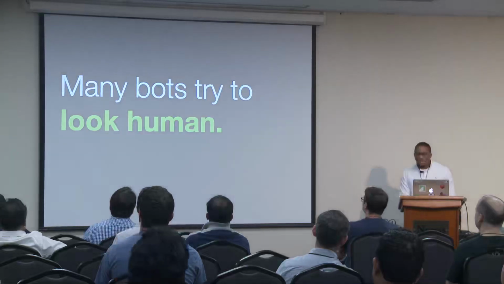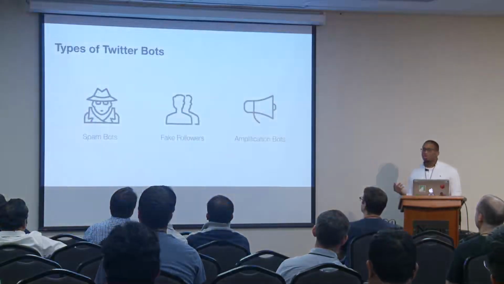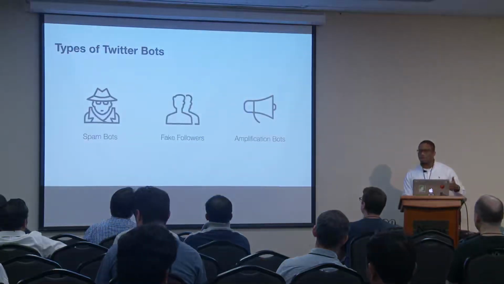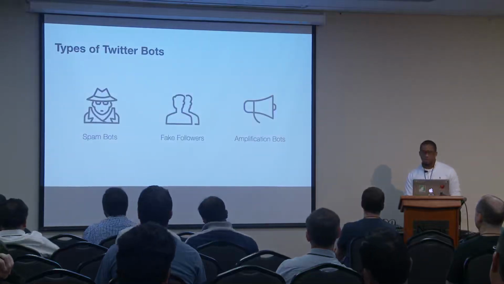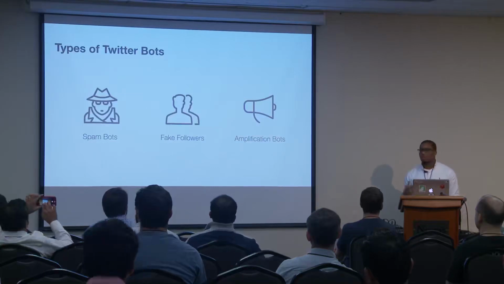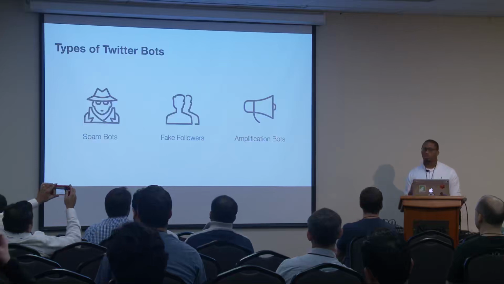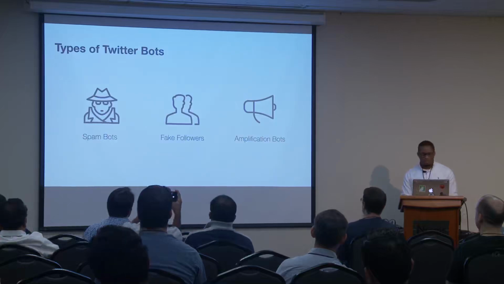The issue is that some bots try to appear to be human. There are really 3 types of bots I'm going to talk about throughout this entire presentation. There are the spam bots that I've already mentioned, which try to generate content at a very high rate. We have fake followers, whose job is to artificially inflate the popularity of a particular user. And then amplification bots are trying to do basically the same thing, but they're trying to artificially inflate the popularity of the content.